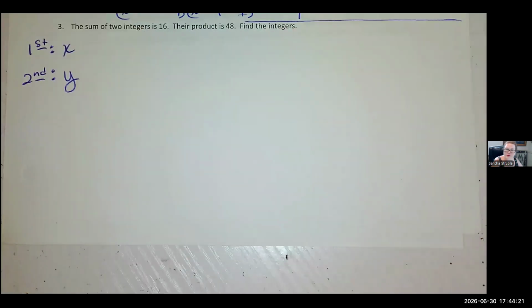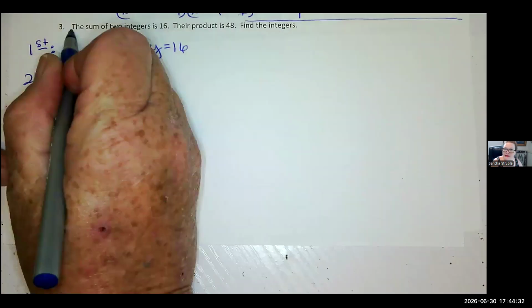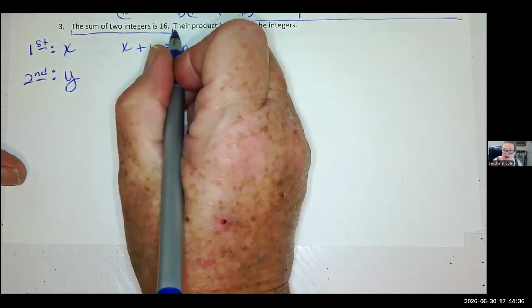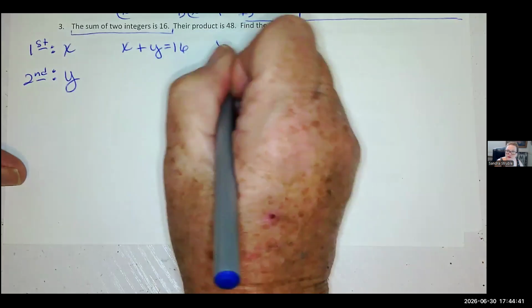The sum of these two integers is 16. So if you add x plus y, you get 16. That's what this first sentence is saying. The second sentence is saying that their product, remember product is multiplication, so that means that x times y is 48.